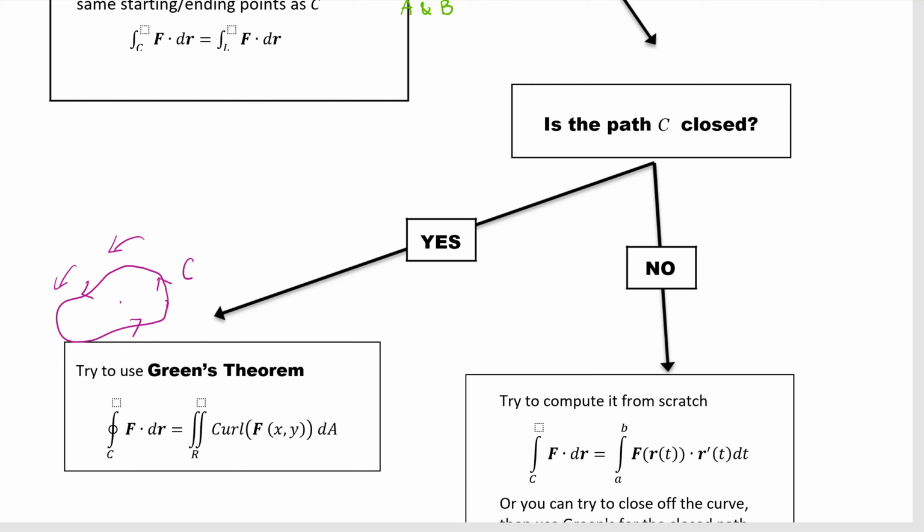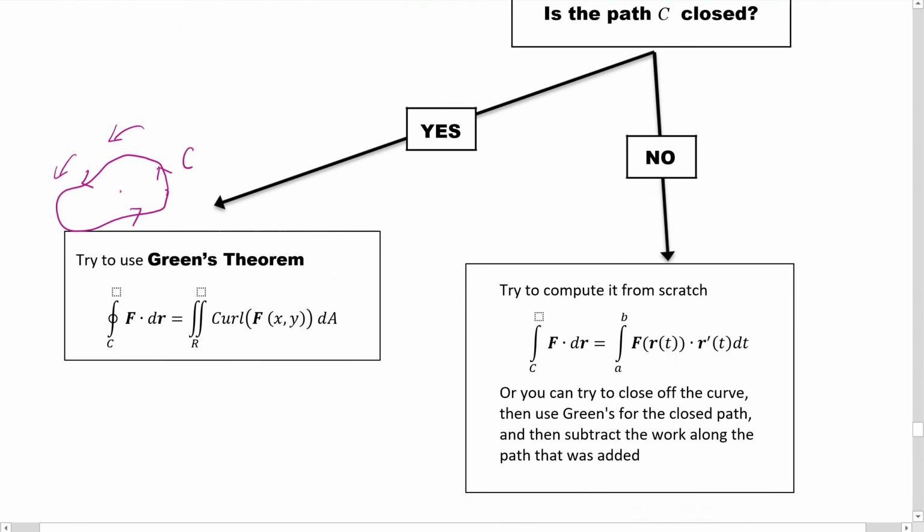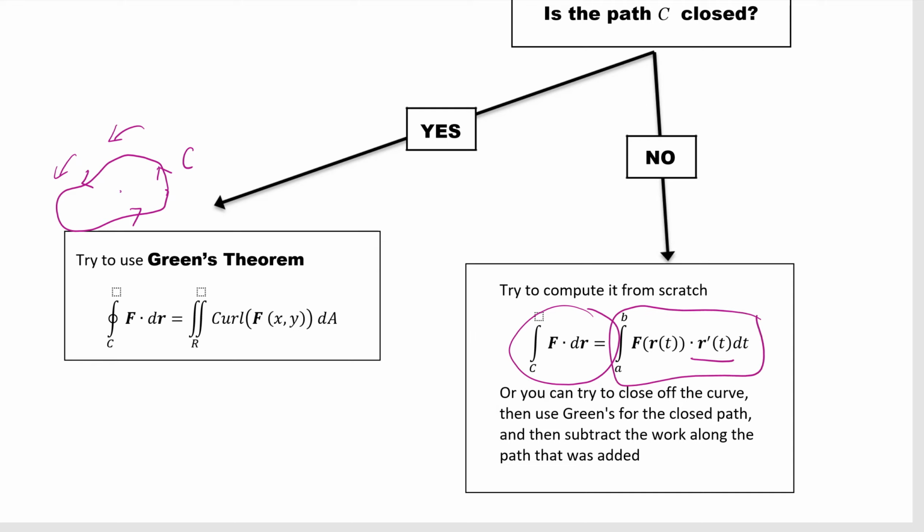So far, so good? Okay, if the path C is not closed, then you either try to compute from scratch, by using the definition of line integral, you want to set up a parameterization for C, okay? So set up a parameterization for C, that is r of t, okay? And then you take the derivative of r of t and then you use this definition to compute.